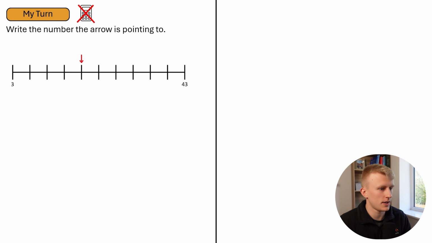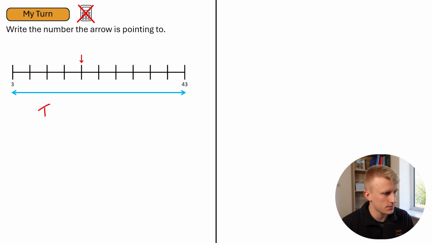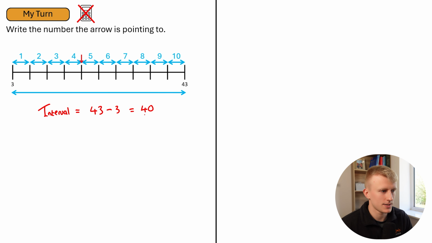It says, write the number the arrow is pointing to. And what we're going to do is we'll start this question in the exact same way. We want to work out the overall interval. So that would be the difference between 43 and 3. So we'll say the interval is equal to the difference between 43 and 3, which is of course 40. And then we want to see how many equal steps we split the interval into. And in this case, we split it into 10.